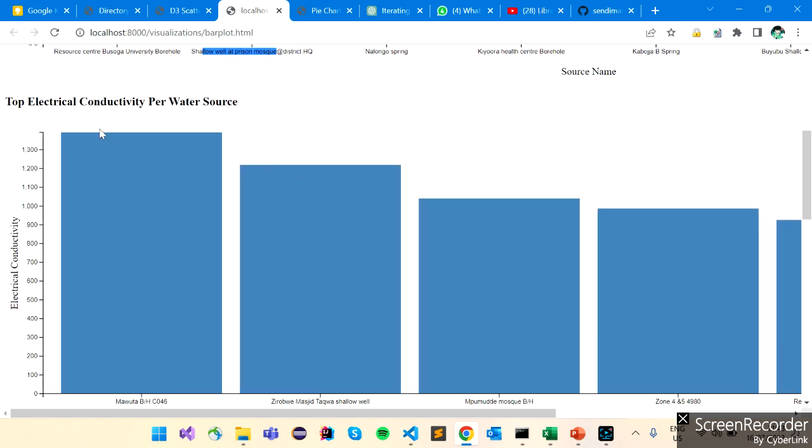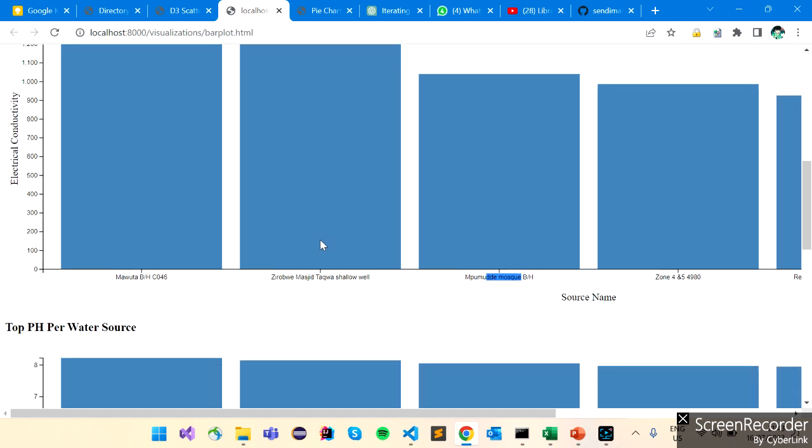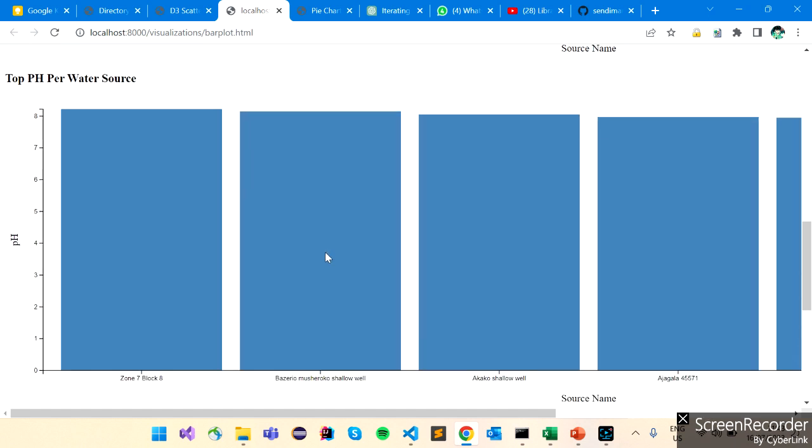Then I also viewed electrical conductivity per water source, and we can see that Mawuta borehole has the highest electrical conductivity, followed by Zero Masjid, and then these others as well. I also created one for the pH level. For the pH level, we have two. We are interested in water sources that have the highest pH level, which would mean their water is slightly acidic. And then we are also interested in the other way around, where we have the lowest pH, meaning that water source is alkaline.